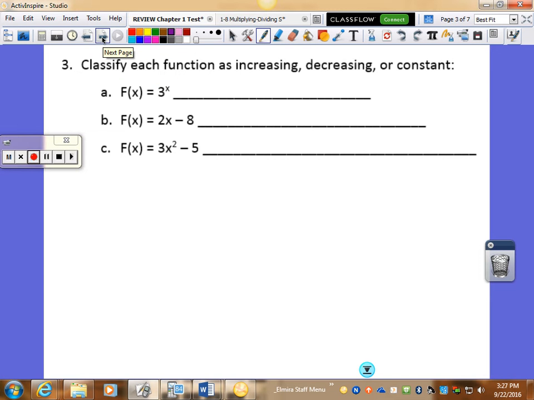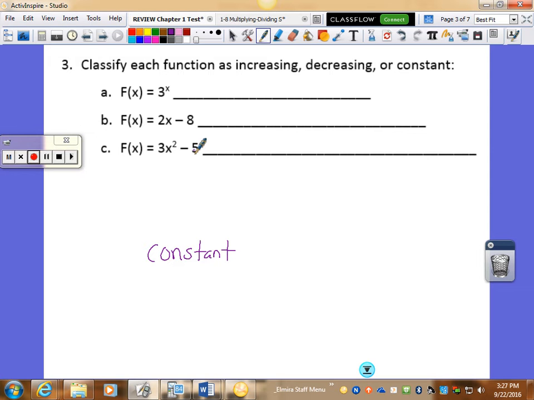Classify each function as increasing, decreasing, or constant. Okay, first of all, a reminder of what constant means. Constant has many meanings in mathematics. A constant can be a number like 5, all right? 8 is a constant. 5 is a constant. It's a number without the variable. A constant rate of change means something entirely different than a constant function.